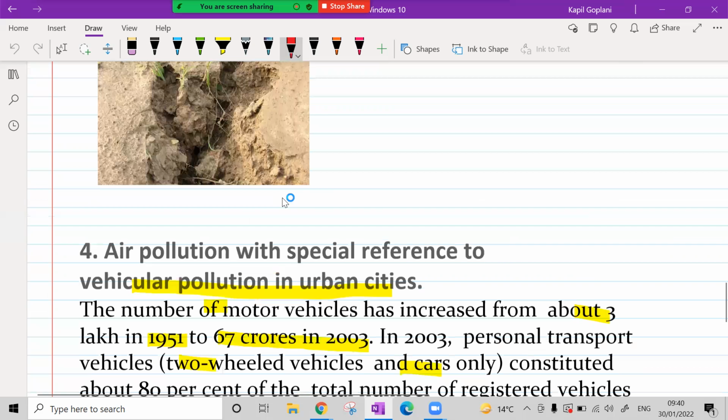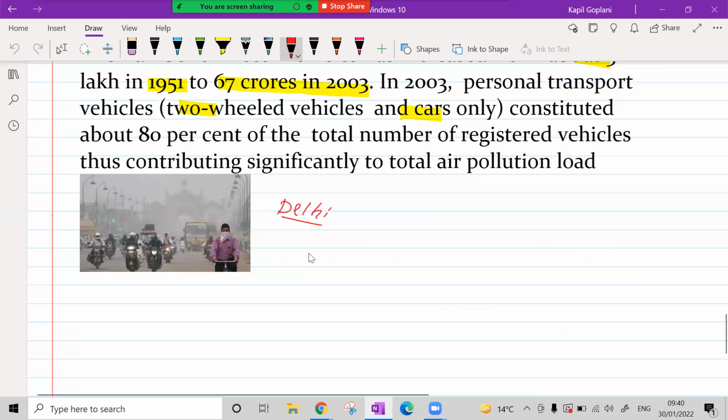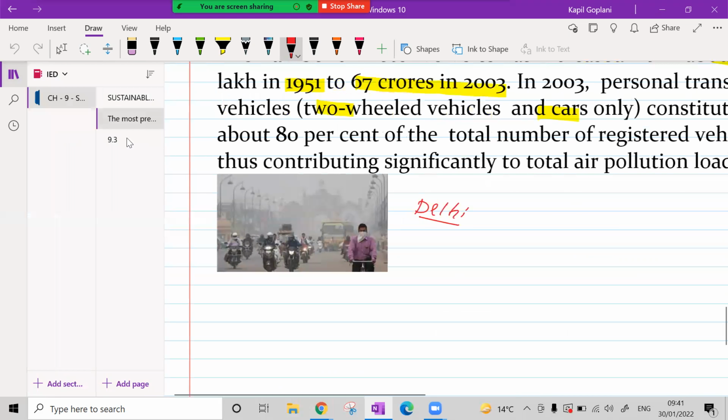Next is air pollution. That is a cause of concern because vehicles have increased from 3 lakh in 1951 to 61 crores. This is only the calculation of personal vehicles. Public vehicles have not been added. If public vehicles are added, the pollution increases further, and Delhi is a recent case. Is this clear, beta? Yes.